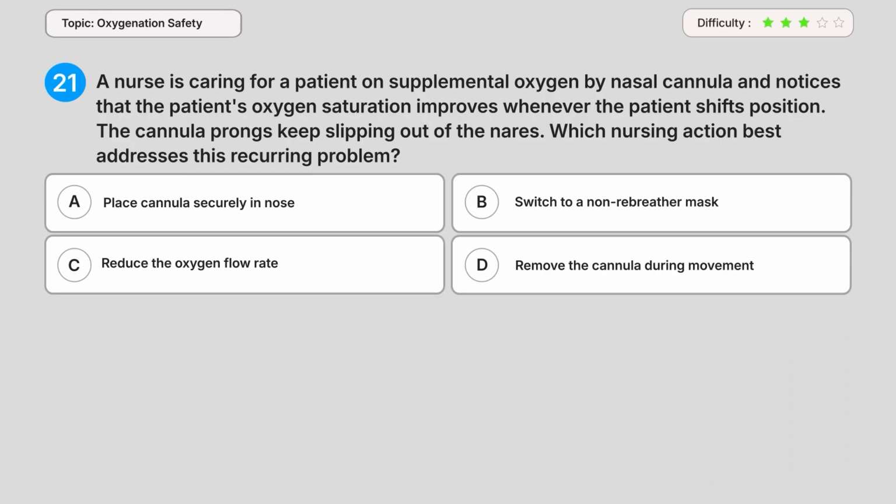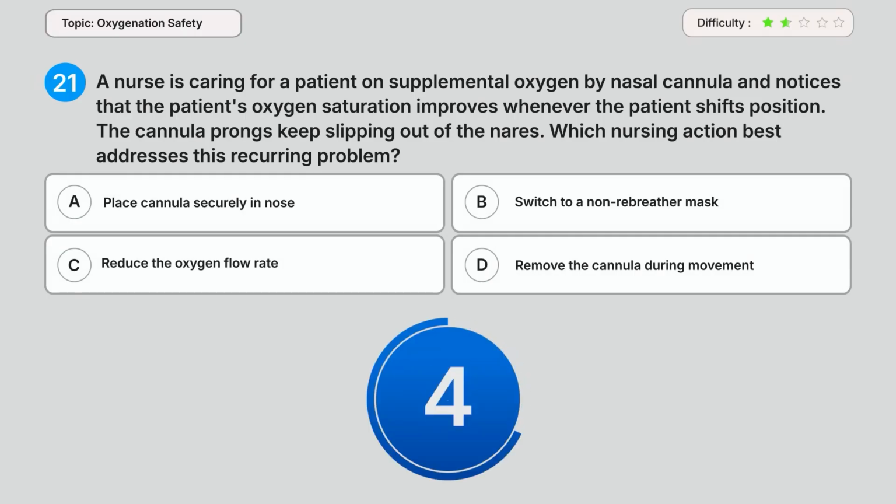A. Place cannula securely in nose. B. Switch to a non-rebreather mask. C. Reduce the oxygen flow rate. D. Remove the cannula during movement. Can you guess the answer?